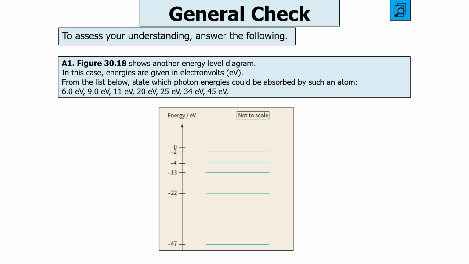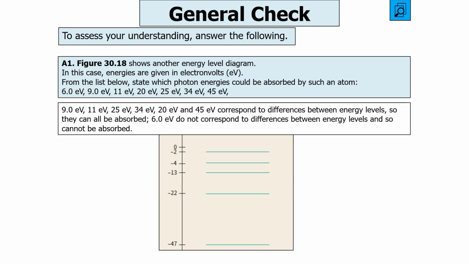The next question says, figure 30.18 shows another energy level diagram. In this case, energies are given in electron volts. From the list below, state which photon energies could be absorbed by such an atom. 6 eV, 9 eV, 11 eV, 20 eV, 25 eV, 34 eV, and 45 eV. So pause the video now, then unpause the video when you want to go through your answer.